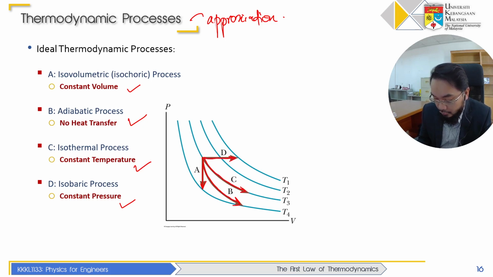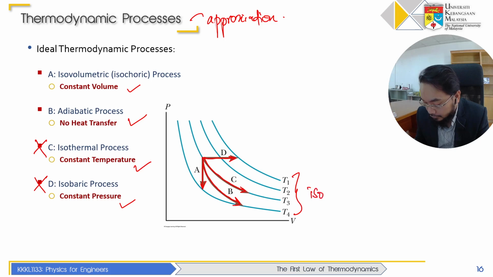It's the horizontal line. So A and D are straightforward, constant volume or constant pressure. But how about isothermal and adiabatic? How do you differentiate between these two? Okay, so it lies in the blue line. You have the red lines, which are the pathways of your process. Now the blue line is referred to as isotherms.